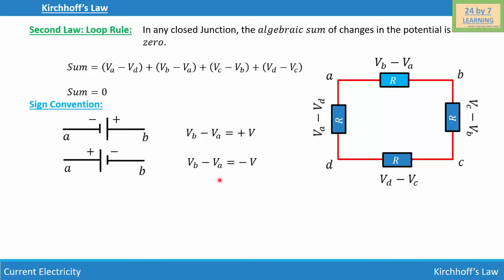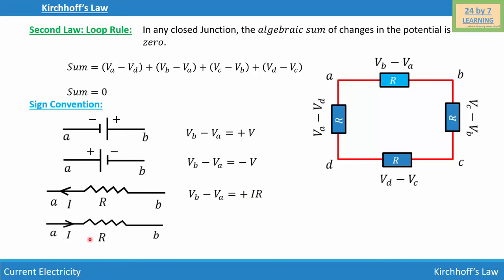Now let's consider a circuit where ends A and B are given like this, and the current is flowing from B to A and a resistance R is connected. If that is the condition, we will write VB minus VA is equal to positive IR. Now the next circuit is this circuit where I have switched the polarity. Now the current is passing from A to B, and if this is the condition, then VB minus VA is equal to negative IR. These sign conventions are very useful when we solve a mathematical problem, and this is how we define Kirchhoff's laws.